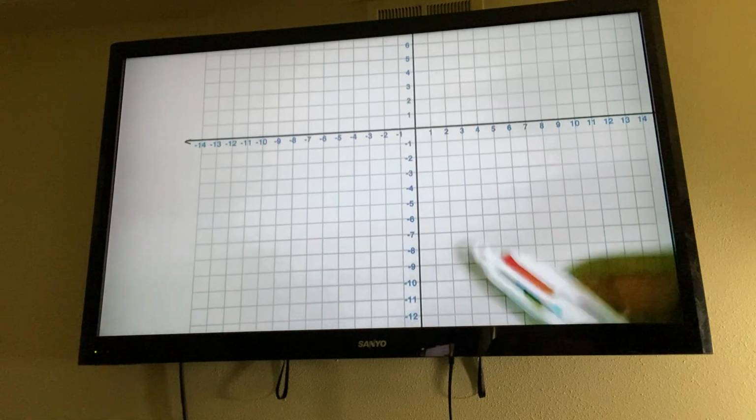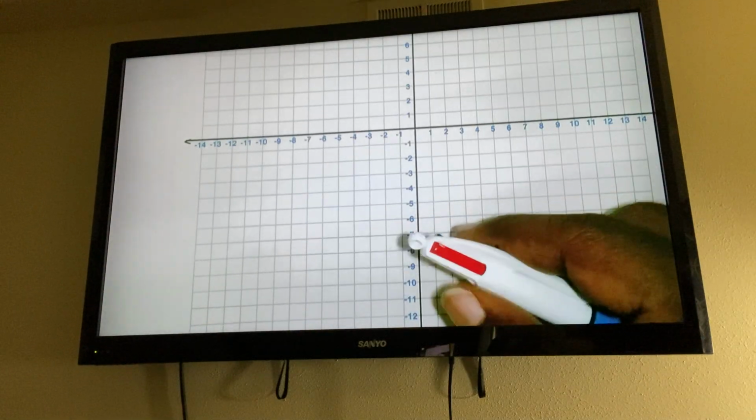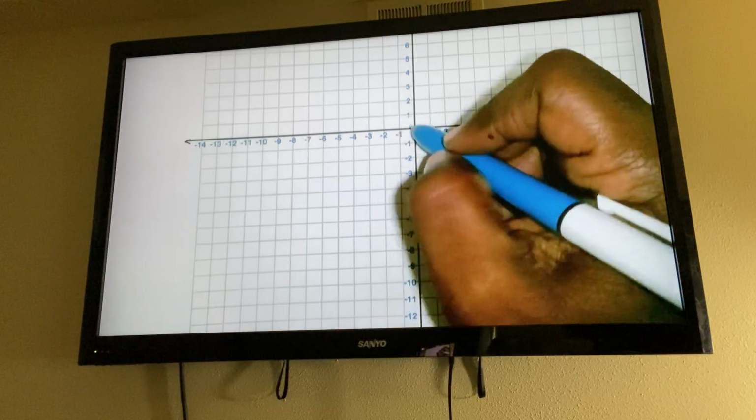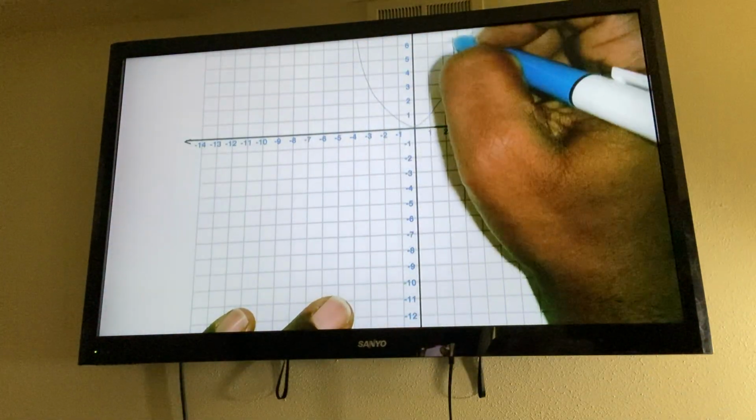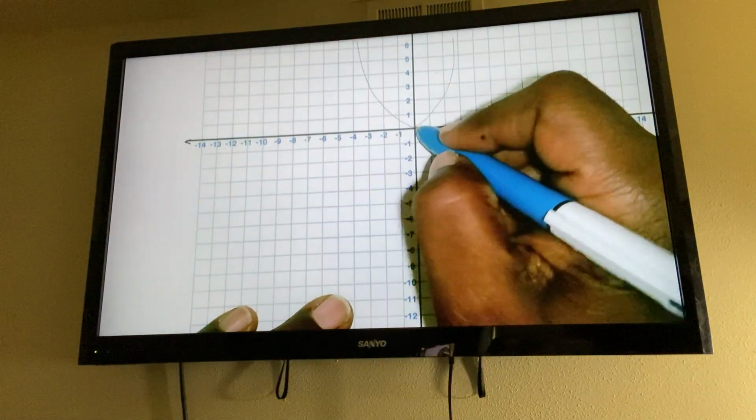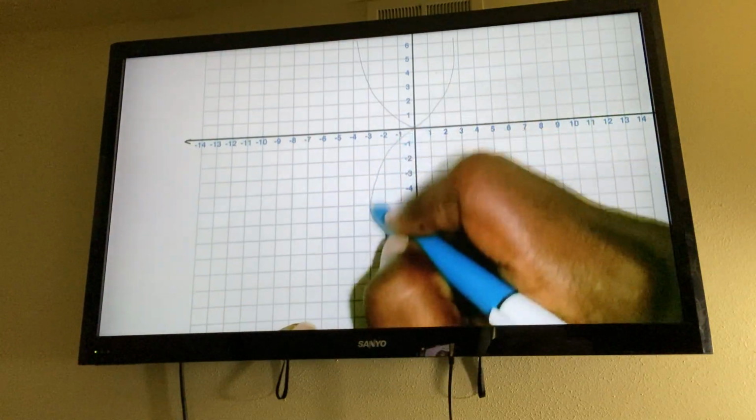If we take our graph of x squared and flip it, it's going to be like this.